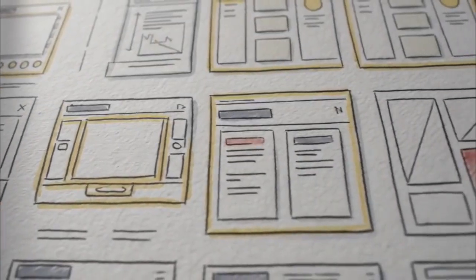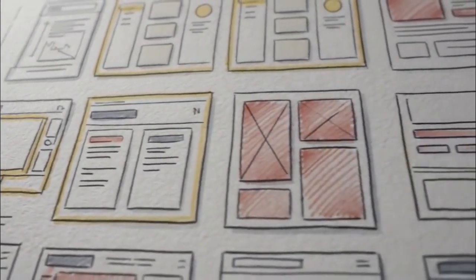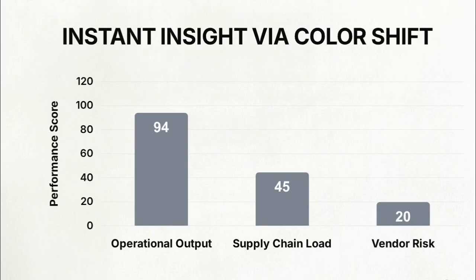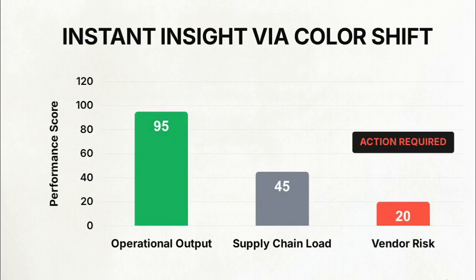Watch how these indicator lights shift automatically across this dashboard landscape. By linking strict conditional formatting rules directly to your raw data, your reports deliver immediate, clear answers without requiring the user to interpret a single number.